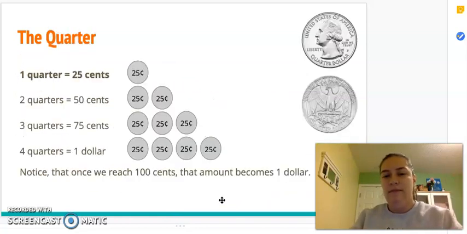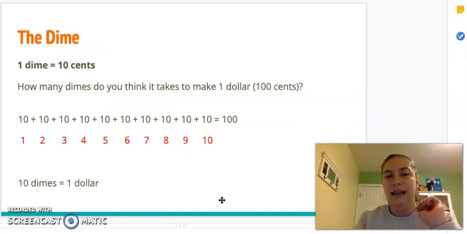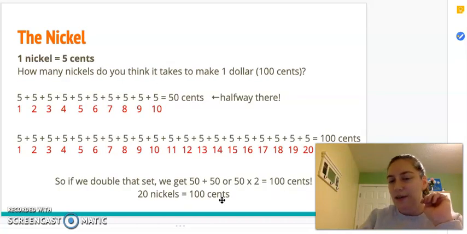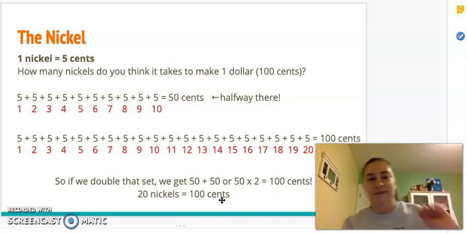So 4 quarters equal 100 cents. 10 dimes equal 100 cents. 20 nickels equals 100 cents.